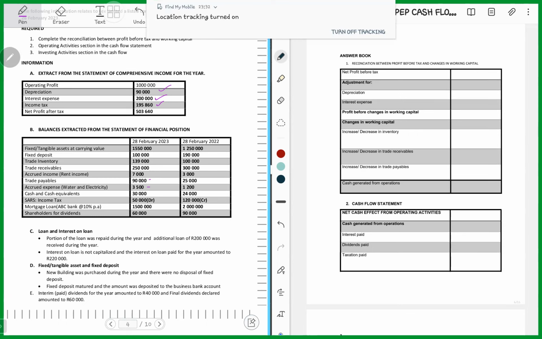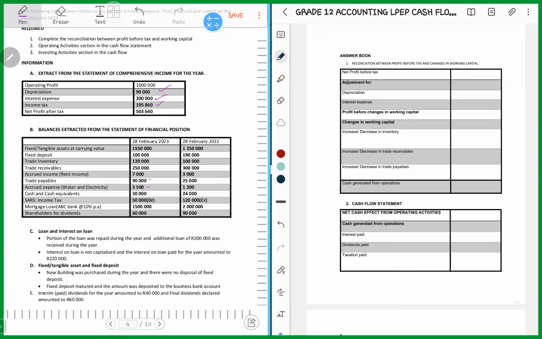Then in the information, they are talking about the loan and interest on loan. They're saying a portion of the loan was repaid during the year. An additional loan of 200,000 was received during the year. Interesting, they paid, and they also made an addition of loan. Then we have the interest on loan. They're saying it's not capitalized, and the interest on loan paid for the year amounted to 220,000. If you notice, the interest expense is 200,000, but the interest that was paid is 220,000.